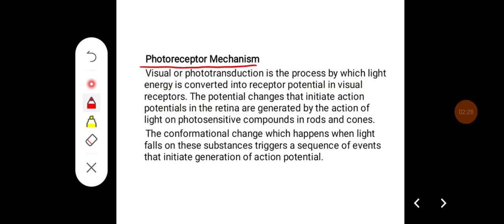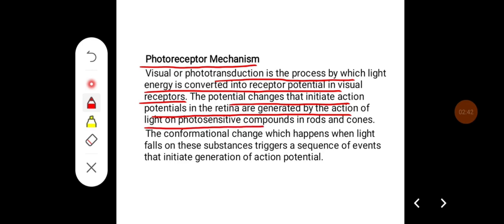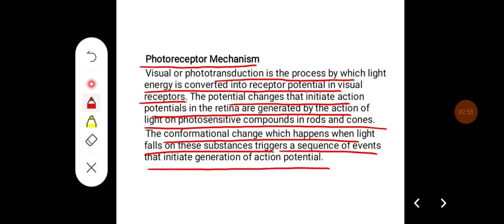Photoreceptor mechanism. Visual phototransduction is a process by which light energy is converted into receptor potential in visual receptors. Potential changes that initiate action potential in the retina are generated by the action of light on the photosensitive compounds in rods and cones. The conformational change which happens when light falls on these substances triggers a sequence of events that initiate generation of action potential.